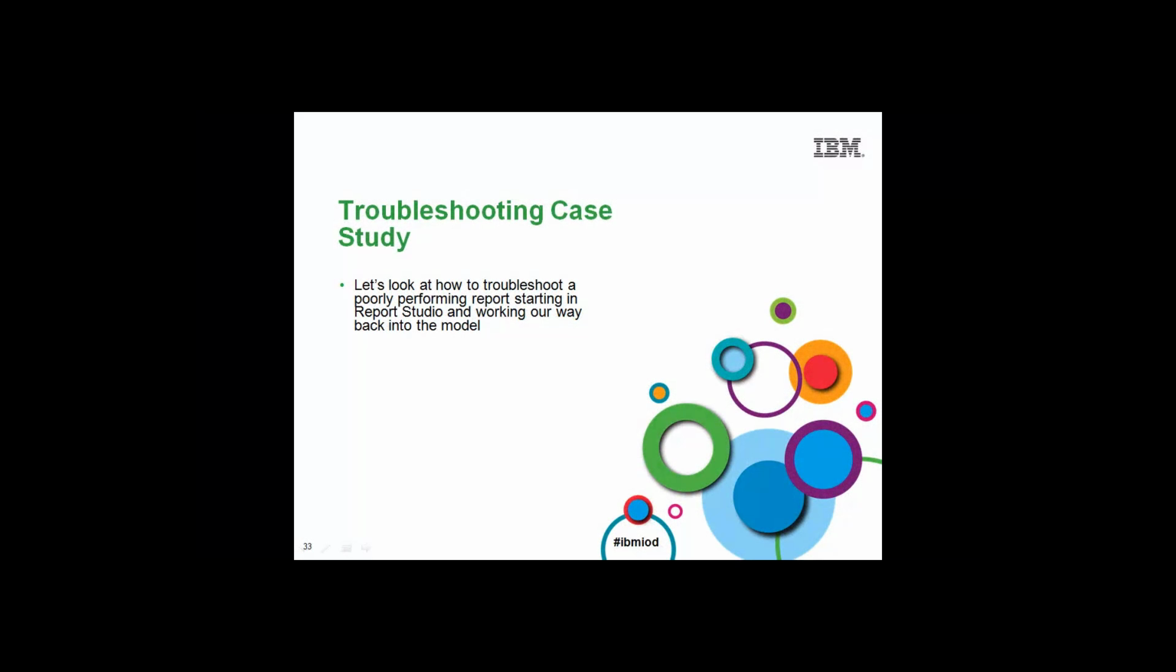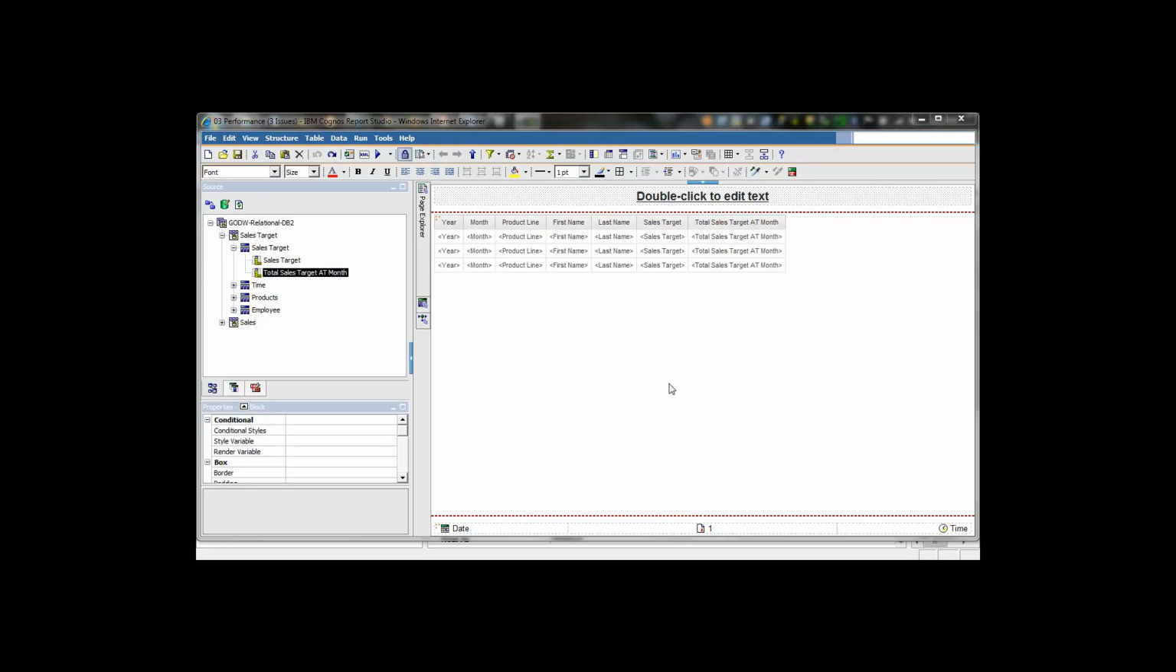Now that we've gone through all the troubleshooting techniques for Report Studio and for Framework Manager, let's take a look at a case study to troubleshoot a report from start to finish, starting in Report Studio and working our way back into the model. In this case study, we're going to revisit some of the items we've seen throughout this presentation. This is just an end-to-end troubleshooting scenario to give you some tips and techniques on how to troubleshoot your reports as well as your models.